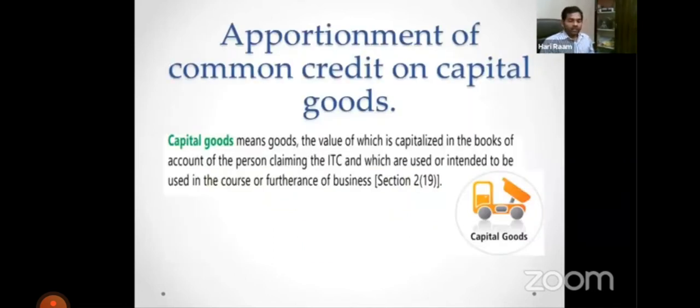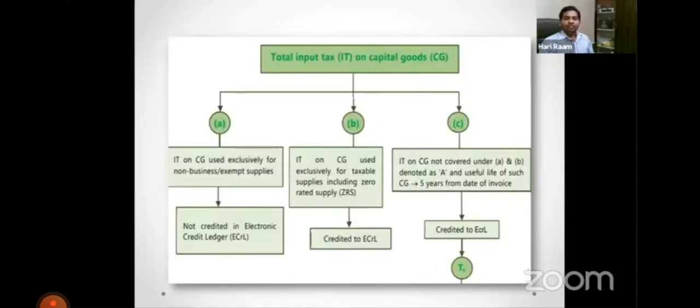Now, the same for inputs and input tax. Here, common credit on capital goods. First of all, what is the meaning of capital goods? Simply, whatever we capitalize in the books of account is called capital goods, as per Section 2 subsection 19. The same formula is used here. Non-business and exempt supply will never be credited in the electronic credit ledger, but whenever I use the capital goods for the purpose of taxable supply including zero rated, it will be credited in the electronic credit ledger.